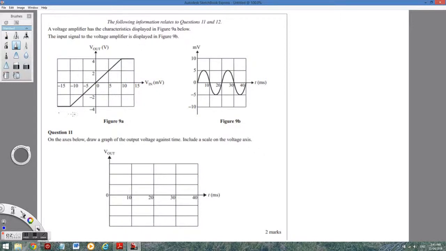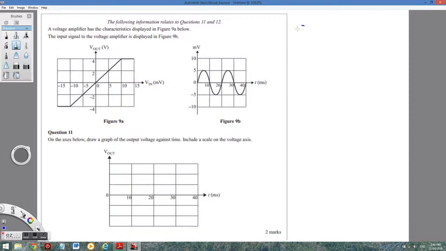We have an amplifier here. Here is the property of the amplifier. And then we have an AC signal, a standard wave signal, that travels through the amplifier. The question asks, what is the output? What does the output signal look like? Now, in order to do this question, let's analyze the property of the amplifier first.